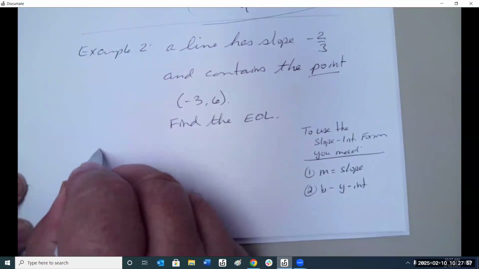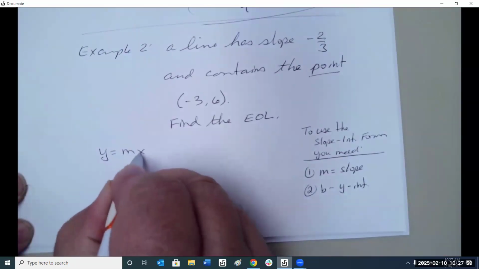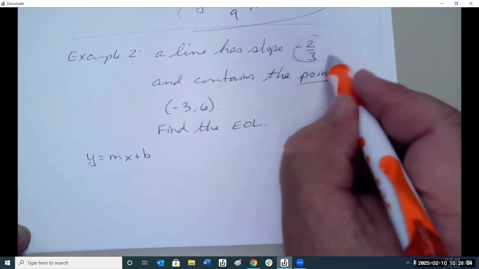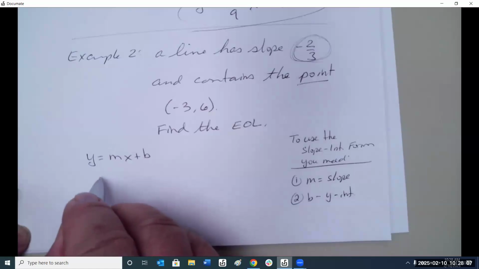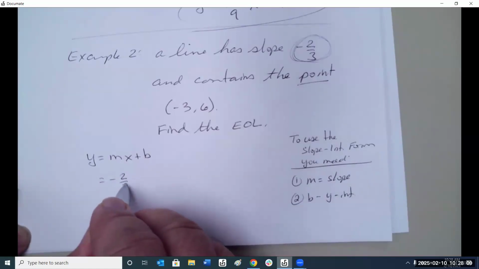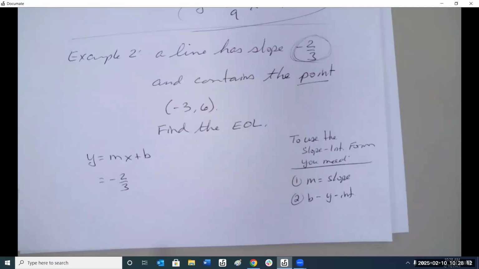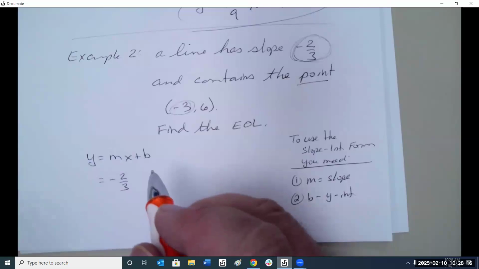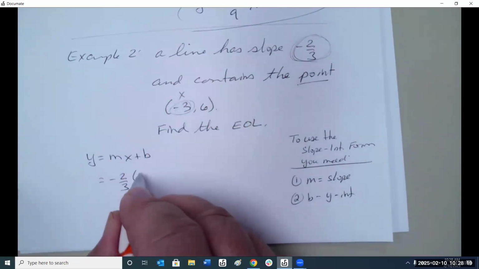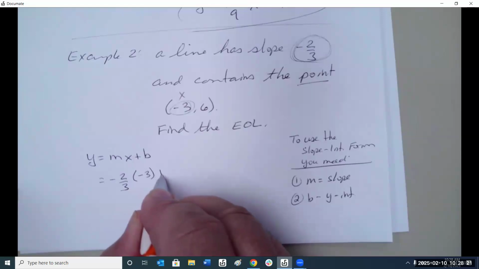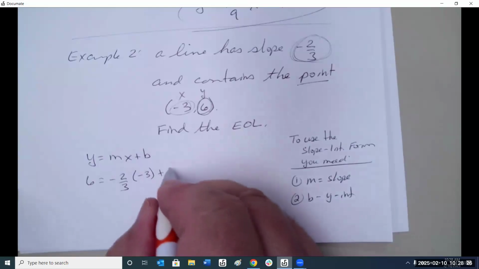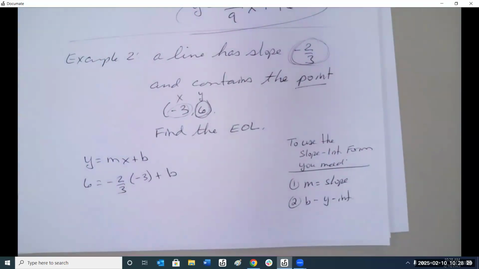So let's see what we have here. We have y equals mx plus b. What does this one represent? That's your slope, which is -2/3. What does this represent? That's your x value. And this represents your y value. The only thing we're missing is b. So find b.